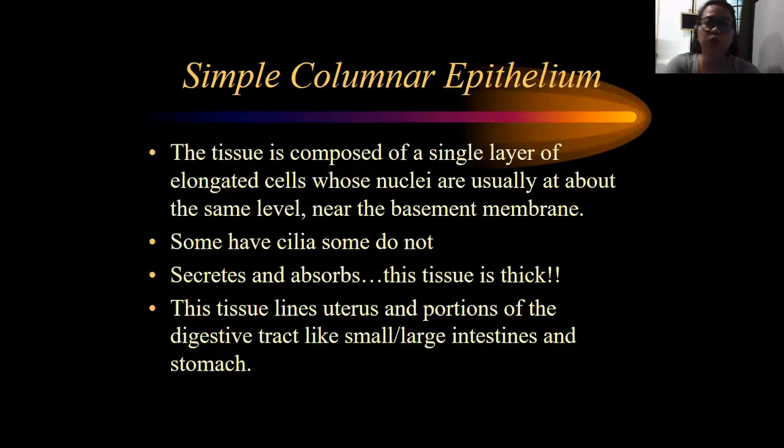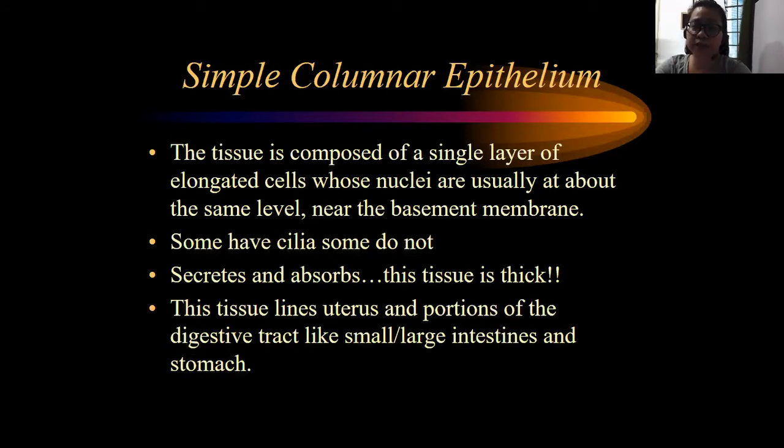Simple columnar is another form of tissue. It is composed of a single layer of elongated cells, more prolonged, as you can see in the picture. These are long cells whose nuclei are usually at about the same level, near the basement membrane. Some of them have cilia, and some don't. Cilia are small hair-like structures. The function of this tissue is also to secrete and absorb.